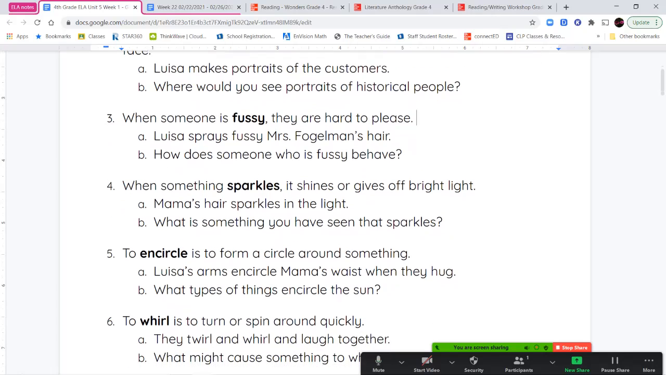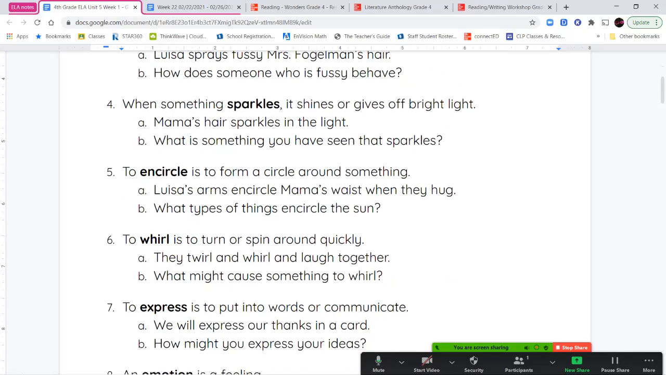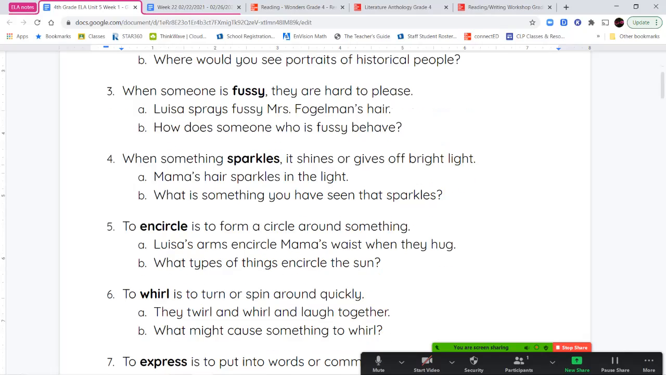Next, we have the word fussy. So when someone is fussy, that means they're really hard to please. You can't really make them happy. Fussy and picky all kind of describe the same kind of person.